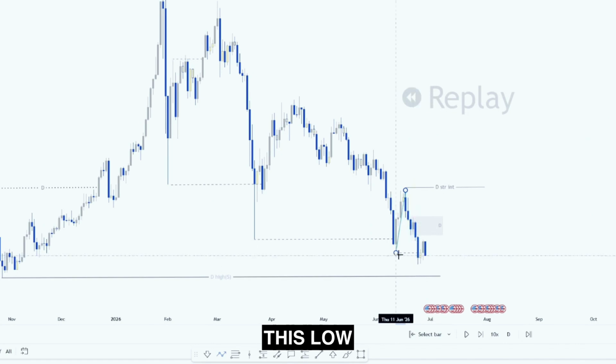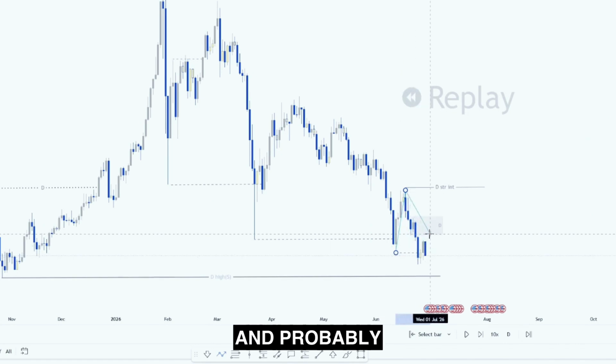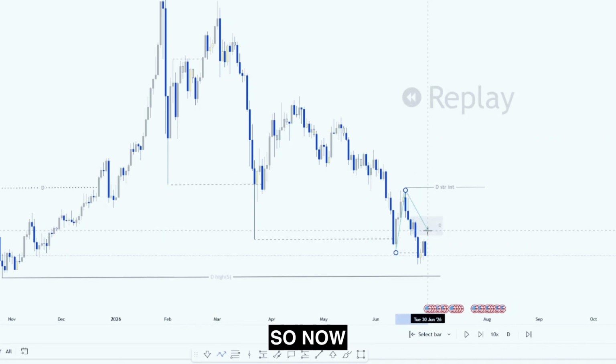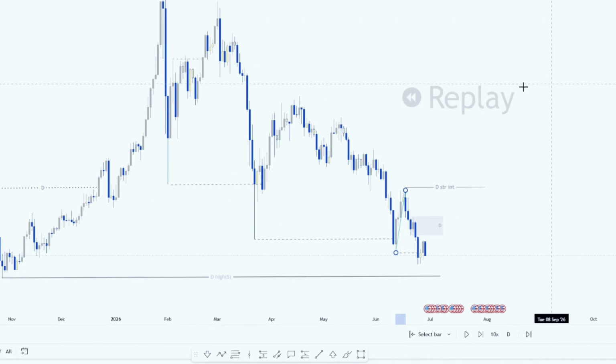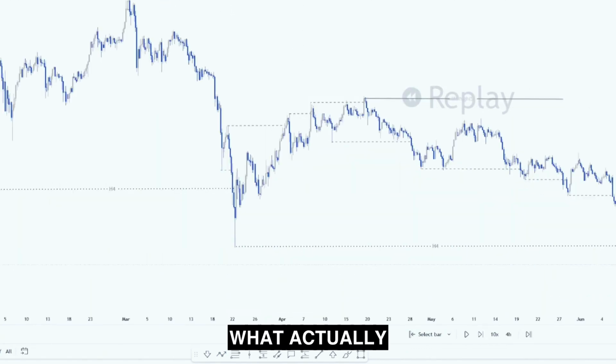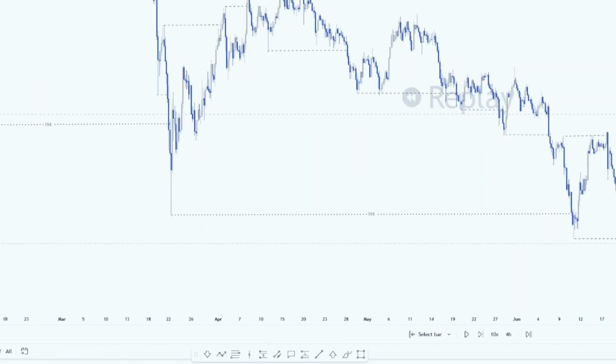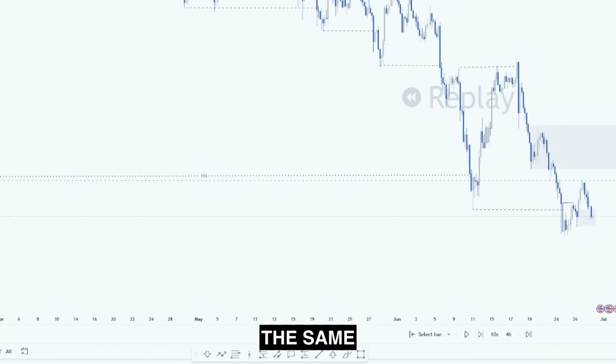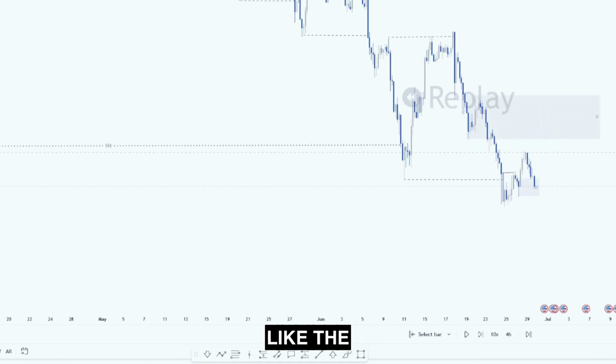Once it took out this low, I expect price to pull up and probably mitigate this supply zone and then go right back down. So now let's look at the other time frame. We go to the 4-hour time frame. What is the 4-hour doing? When you look at the 4-hour, we have the same scenario as the daily time frame. Price moved, took out this low, and then first gave us our CHoCH, right? And then pulled back, mitigated this demand zone, and then moved up again. And this is good.